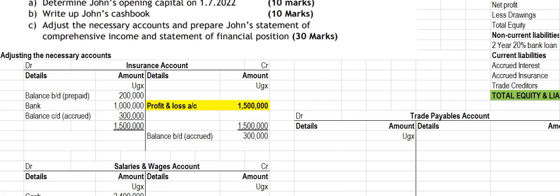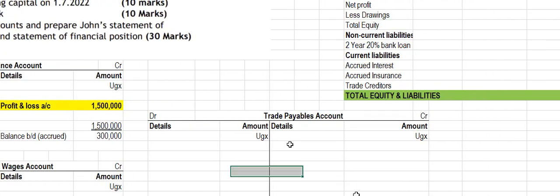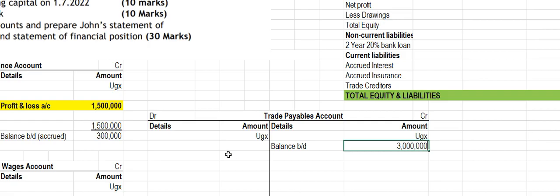Then you move to the trade payables account. These are liabilities. It's a liability account. So you have some balance brought down for the trade creditors. That is 3 millions as per the question. But on the debit, there is a discount received. Of course, you complete double entry. The discount received, you see it's a credit in your cash book. So here in the trade payables account, you come and debit the trade payables account. Discount received, that is 1.5.